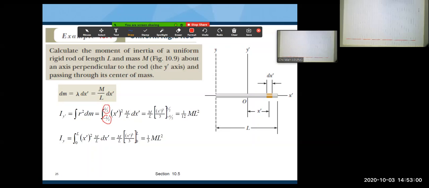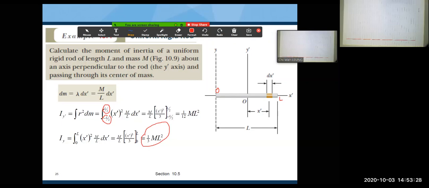In the first case, it is from minus L over 2 to plus L over 2. In the second case, you start from x equals 0 and end at the length of the rod. So it's from 0 to L. The integration will give you a different value, and that is equal to 1/3 mL squared.